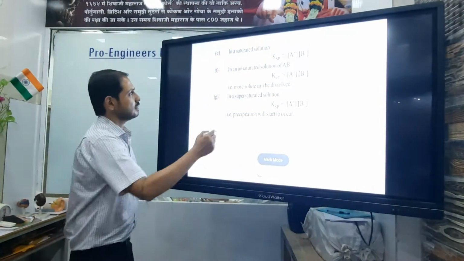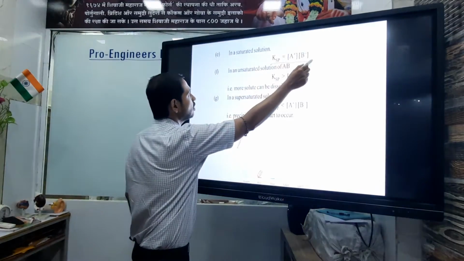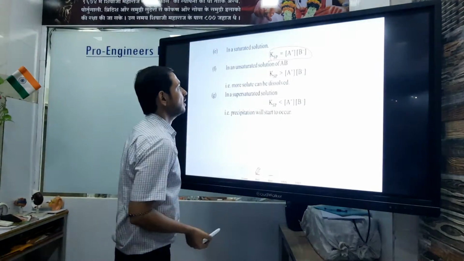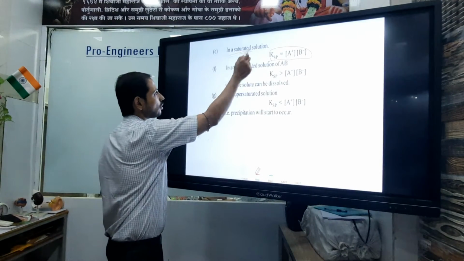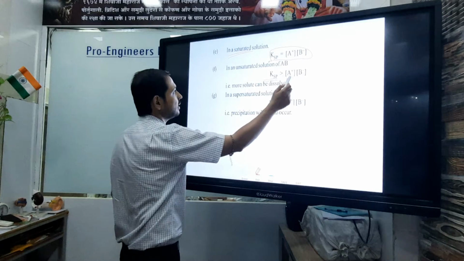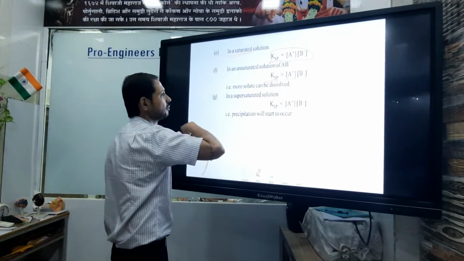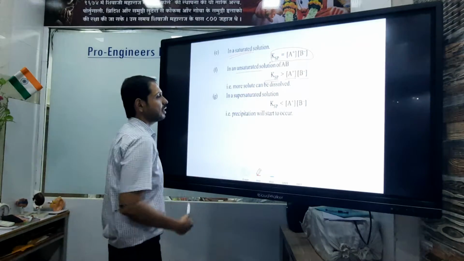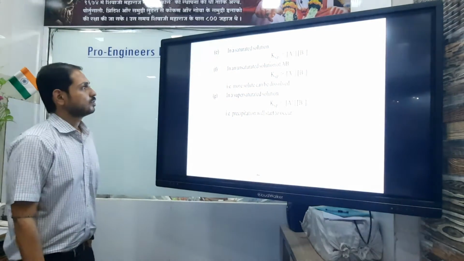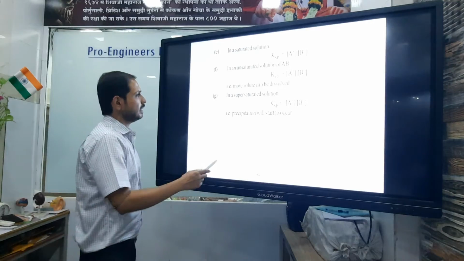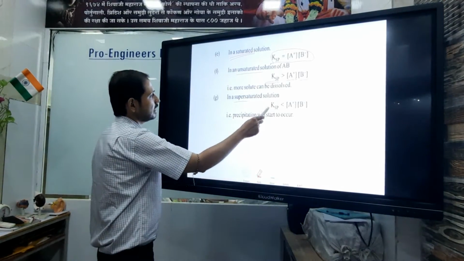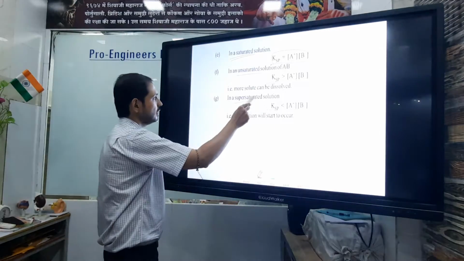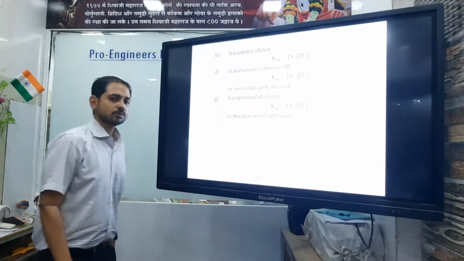So Ksp is equal to the concentration of A+ times the concentration of B-. A+ is the cation, B- is the anion, then we will get the saturated solution. If Ksp is higher than the product of the A+ concentration and B- concentration, that will give us an unsaturated solution. And if Ksp is less than the concentration product of the A+ cation and B- anion, then it will give us a supersaturated solution.